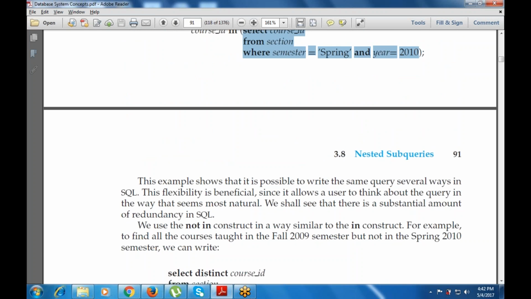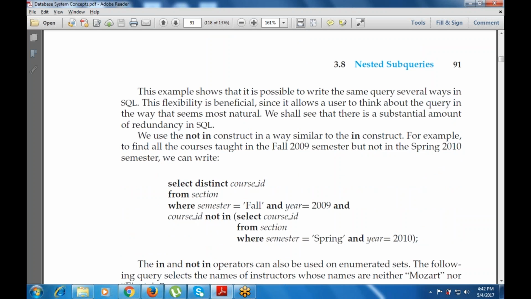This example shows that it's possible to write the same query several ways in SQL, and this flexibility is beneficial since it allows a user to think about the query in a way that seems more natural. And we shall see that there is a substantial amount of redundancy in the SQL query that is used in the not in construct, in a way that is similar to the in construct.